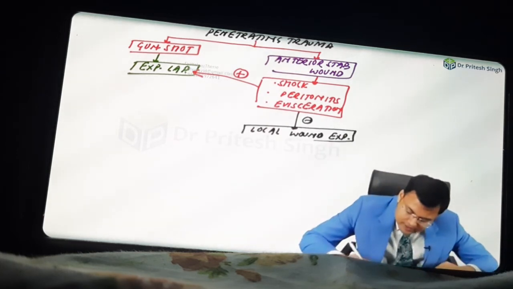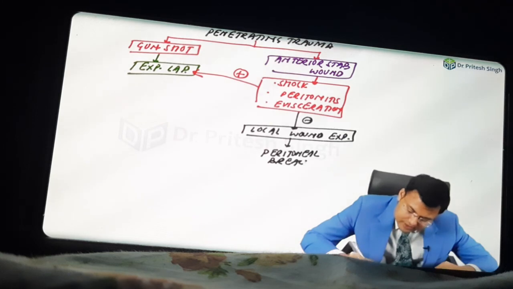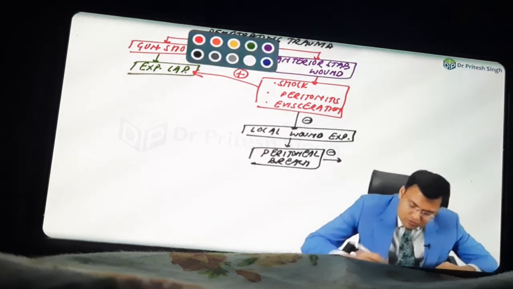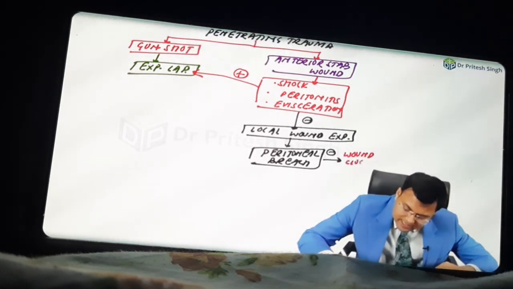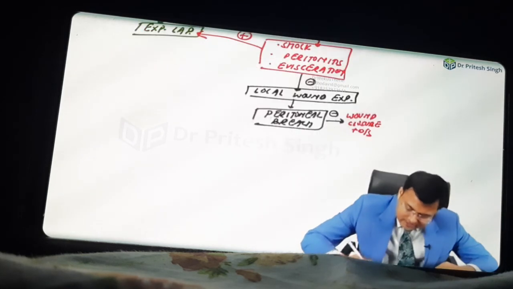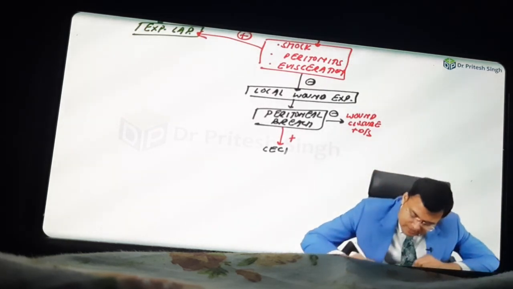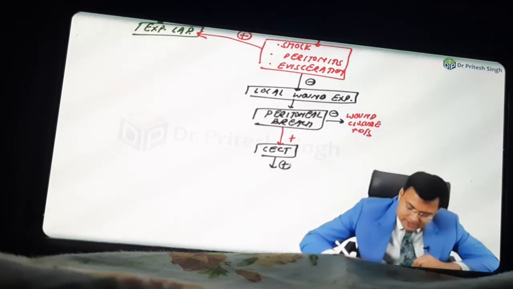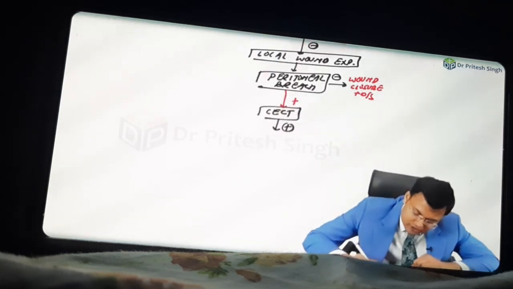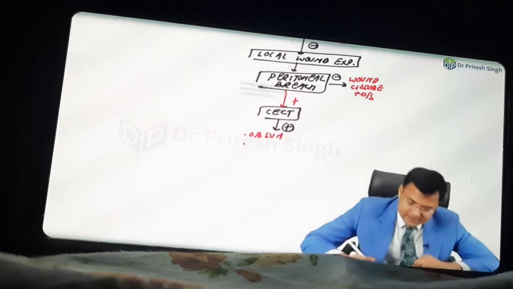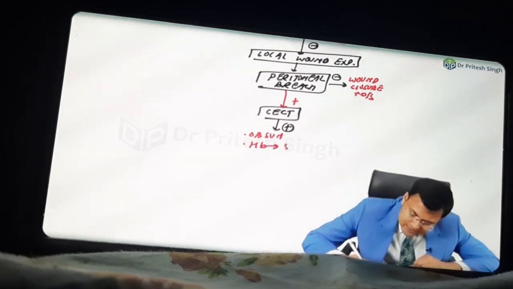What we want to see is whether there is peritoneal breach or not. We have to look for peritoneal breach. If it's absent, we go for wound closure and discharge. And if it's present, we have to rule out intra-abdominal organ injury because there is peritoneal breach. So which investigation is performed? We have to perform CECT. If CECT is positive, what we have to go for? Observation. Generally, we perform serial physical examination and hemoglobin every 8 hourly.